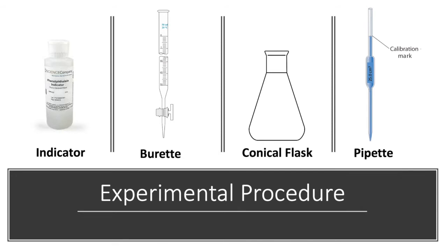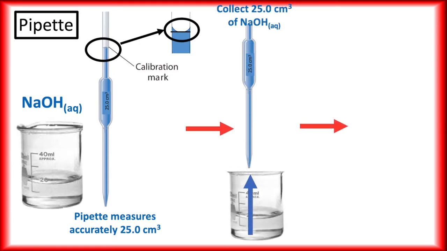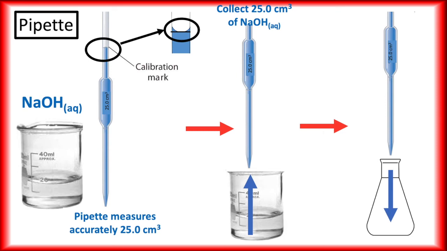But how do we actually do the experiment? Well, this is the apparatus that I'm going to need. I need some indicator, a piece of apparatus called a burette, and a pipette. Both of those are used for measuring solutions extremely accurately, and also a conical flask to do the reaction in. So let's put these together and find out how we do this experiment, and this is known as a titration. So I take my sodium hydroxide solution and my pipette, and a pipette will accurately measure 25.0 centimeters cubed. So we can pop that in, and if you have a look at the top there with a calibration mark, I need the bottom of the meniscus of the sodium hydroxide solution to be sat on that line. So I extract exactly 25.0 centimeters cubed, and I then deposit that into my conical flask.